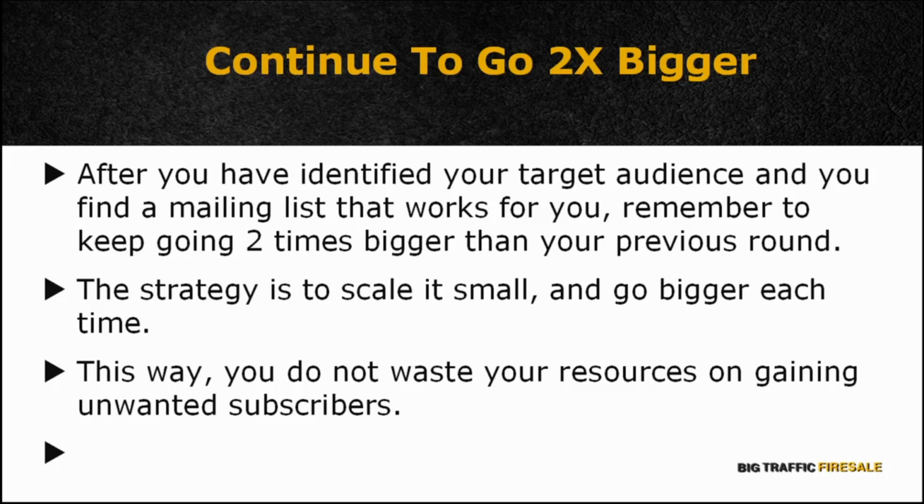After you've identified your target audience and you find a mailing list that works for you, remember to keep going 2 times bigger than your previous round. For instance, if you purchase 50 subscribers on a list and it works for you, continue with 100 subscribers for the next round. Continue to do the same each round until you have accumulated your ideal list for your advertisements. But always remember to not drastically go for a huge solo ad if you're relatively new to the scene. The strategy is to start small and to go bigger each time. This way, you don't waste your resources on gaining unwanted subscribers.